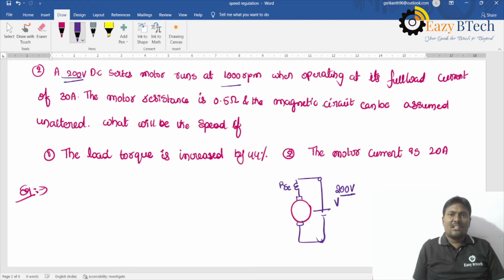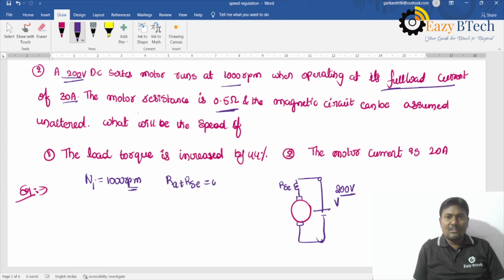It runs at 1000 rpm when operating at its full load current of 30 amperes. Then N1 at full load is 1000 rpm. The motor resistance is 0.5 ohms, so RA plus RSC is equal to 0.5 ohms. The line current IL is equal to IA is equal to ISC, which is 30 amperes. The magnetic circuit can be assumed such that the flux will be unaltered.